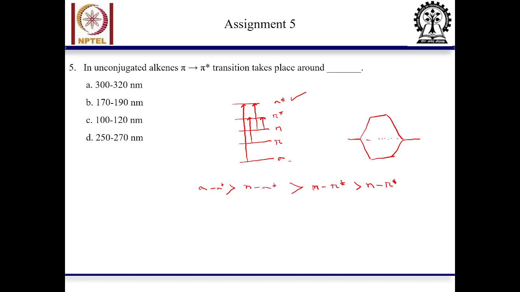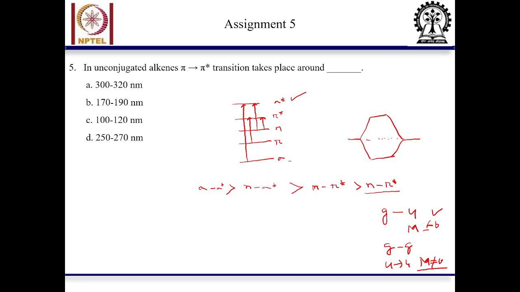So sigma to sigma star is the highest, then n to sigma star, then pi to pi star, and the lowest will be n to pi star. Other transitions are forbidden, because then you have to go to the concept of zero and non-zero. Basically, G to U is allowed, because here the transition moment is not zero, but G to G and U to U are forbidden transitions because the transition dipole moment will be zero. So these are the concepts.